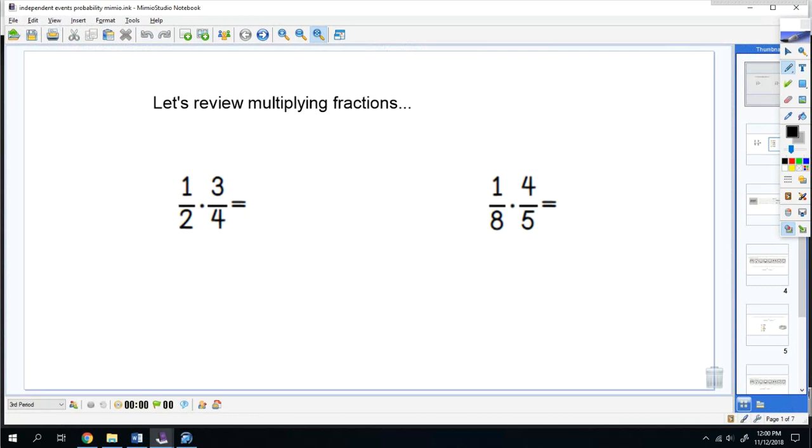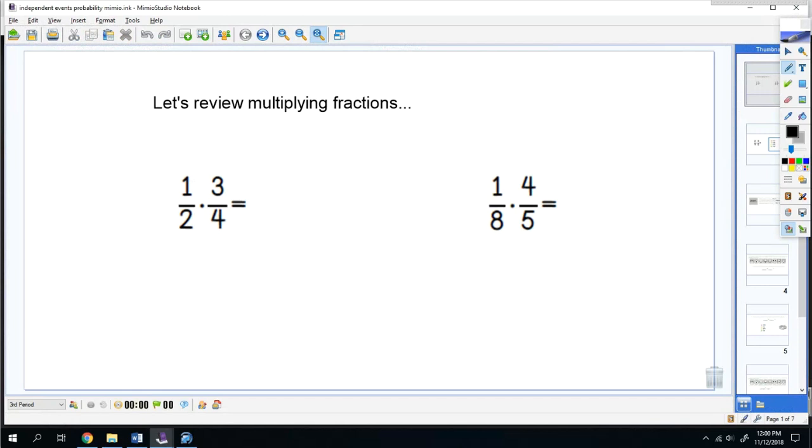Okay, so today we're going to be doing independent compound events and probability. And they're compound, so the way that you would combine probabilities together is by multiplying. And so what we're going to do is review real quick how to multiply fractions. So when you multiply fractions, you can just multiply the tops together and the bottoms together and simplify if it can be.